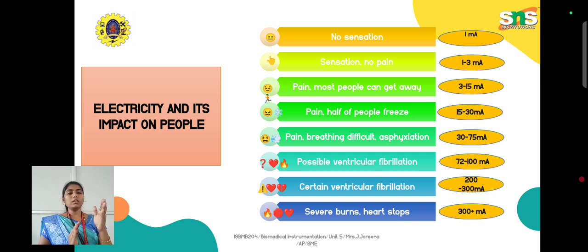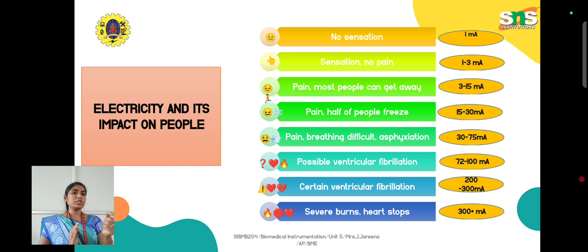So here, if you see that pictorial representation, right from 1 milliampere to 300 milliamperes, I have listed out here. For each milliampere, you can see the equivalent physiological effects that happen in our body. If we start with 1 milliampere, the patient will not have any sensation. Then if you are passing 1 to 3 milliamperes, they have the sensation, they can feel it, but without any harmful effects, that is, they don't have any pain.